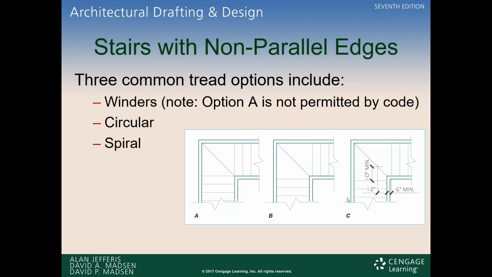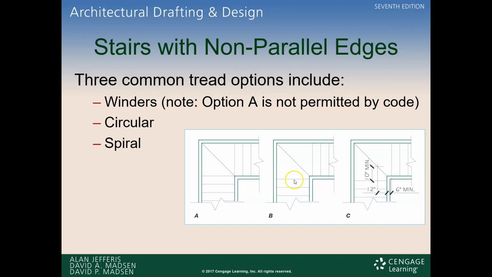There are also different tread options that we have. So now we're looking at the stairs in plan view. The first one we're showing here is the winder treads, and actually option A here is no longer permitted by code. They've gotten away from this because of how quickly it drops in close to the corner. You can imagine slipping right here and falling 3 stairs. That's an ankle breaker.